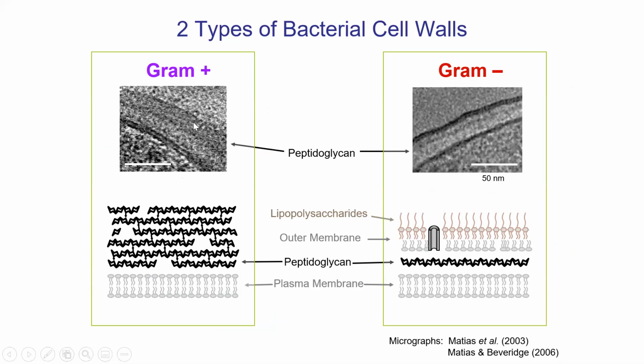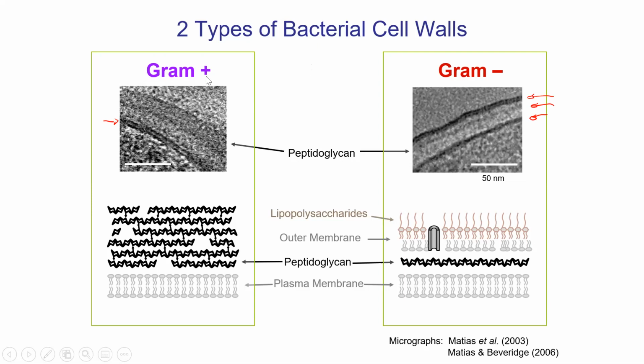You can see the gram-positive here on the left has a thick layer of peptidoglycan. You can actually make out the phospholipid bilayer right there. It's a very, very nice image. And the gram-negative on the right, you can see two bilayers and the peptidoglycan right in the middle. So very, very nice pictures. Now let's talk about why they're called gram-positive and gram-negative.